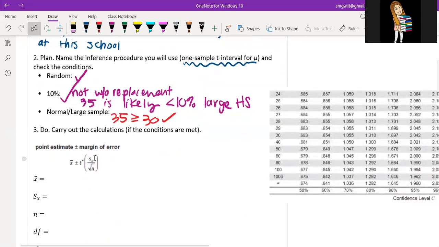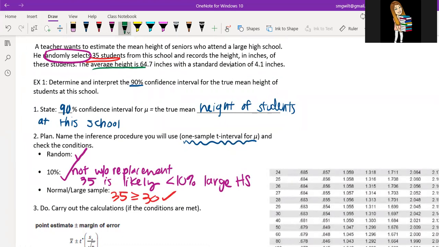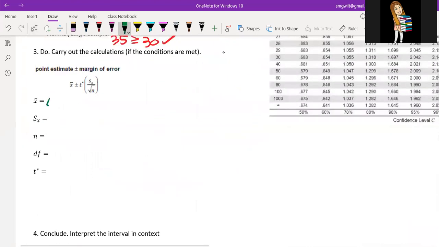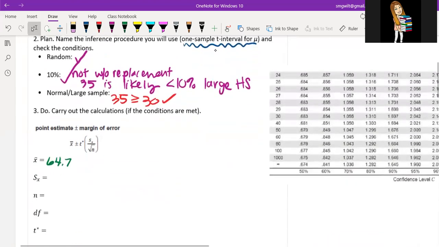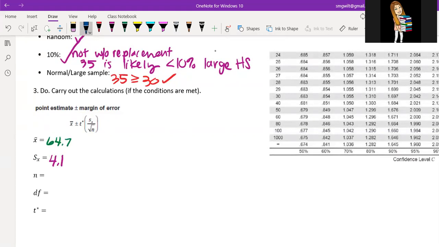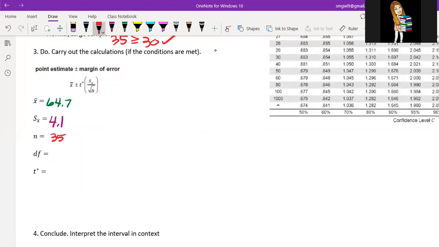The formula for a one sample T interval for the mean mu uses X bar, our sample mean, which is the average height. So X bar is 64.7. The sample standard deviation is S sub X, which is 4.1. N is our sample size, which we already said was 35. Remember that the degrees of freedom is 35 minus 1, our sample size minus 1, which is 34. That gives us the T star value.